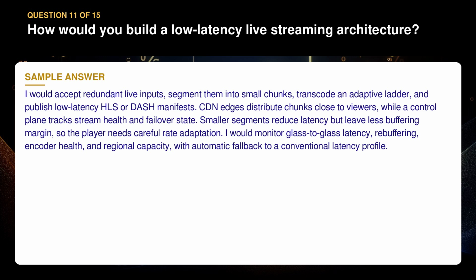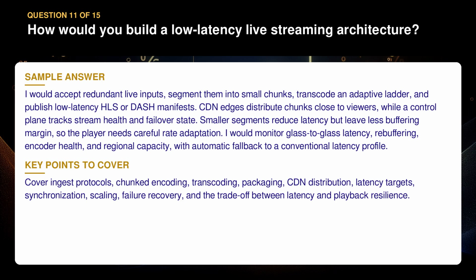Smaller segments reduce latency but leave less buffering margin, so the player needs careful rate adaptation. I would monitor glass-to-glass latency, rebuffering, encoder health, and regional capacity, with automatic fallback to a conventional latency profile. Cover ingest protocols, chunked encoding, transcoding, packaging, CDN distribution, latency targets, synchronization, scaling, failure recovery, and the trade-off between latency and playback resilience.